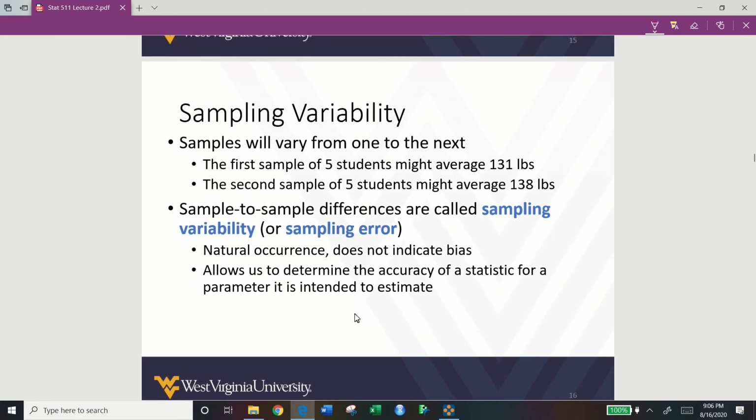Another concern we have is sampling variability. That is, we have to understand that samples will vary from one to the next. Take, for example, we sample the weights of 5 students. Our first sample might have an average weight of 131 pounds. Then the second sample of 5 students might average 138 pounds. This sample-to-sample difference is called sampling variability or sampling error. And this is a natural occurrence.